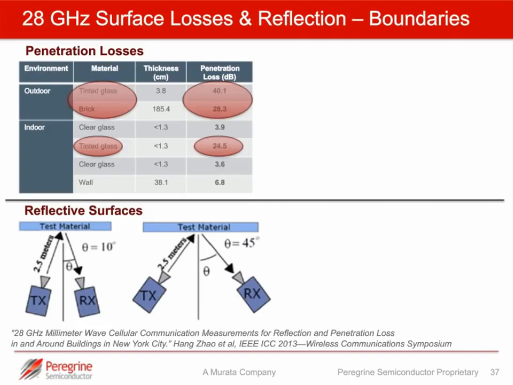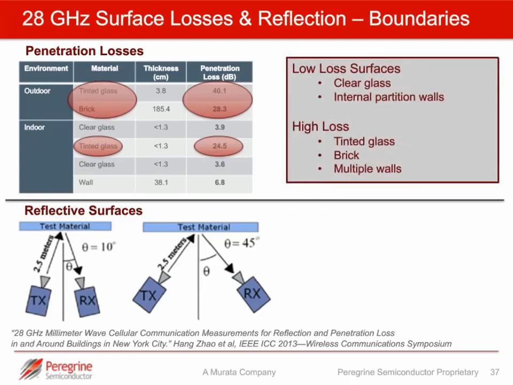So if we start by looking at the materials and the environment that we might face, this study shows surface losses and reflections at boundaries. So we can see in the top chart there are a series of highlighted blocks, and the highlighted blocks are the materials with the highest loss. And what we can see from this is that things like clear glass and internal partition walls only have modest loss. But when we start talking about tinted glass, brick, or multiple walls, then the loss is high.